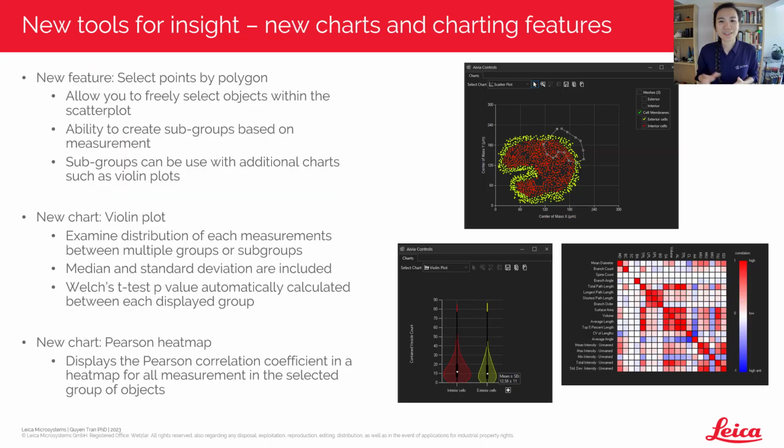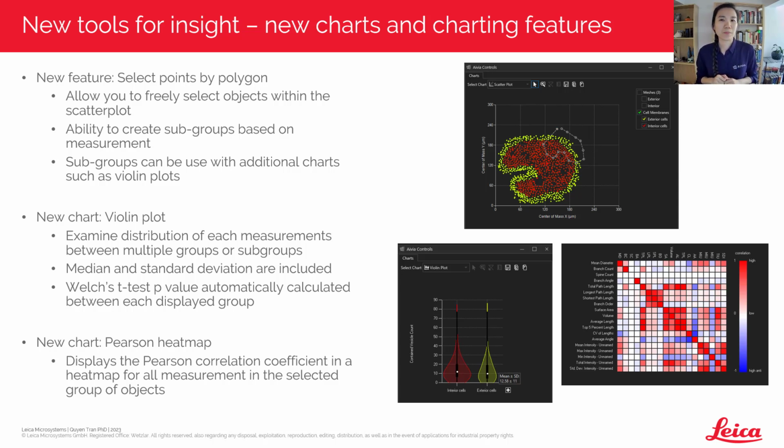But it doesn't stop there. Aivia 12 comes with new charts and charting features. First up is the selection by polygon within our scatter plot. Using this feature, you can select any group of objects that you want in any shape that you want. Once the selection has been made, you can create subgroups for further examination.